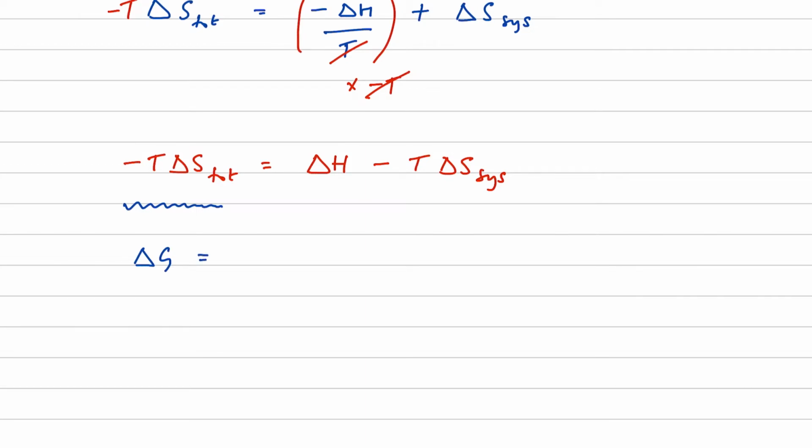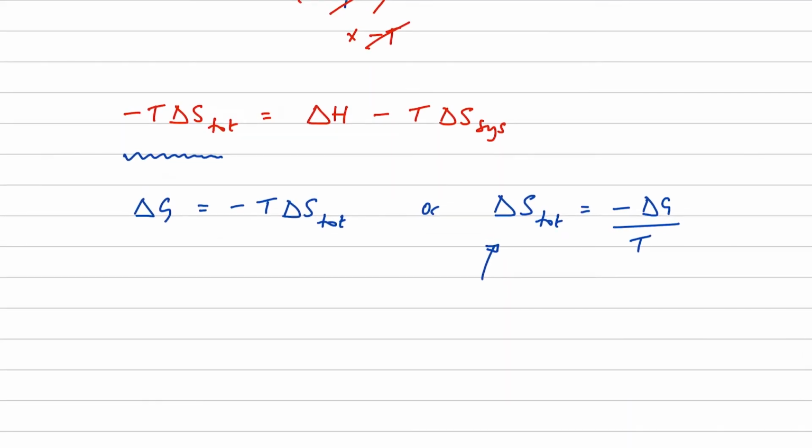So delta G is equal to minus T delta S total. Or, if I turn this round, and I think it's a bit more useful if I turn it round, delta S total is equal to minus delta G over T. Now we know that the total entropy change for a reaction that's spontaneous must be positive, which means if these two terms are the same, that the Gibbs free energy change for a spontaneous reaction must be negative.